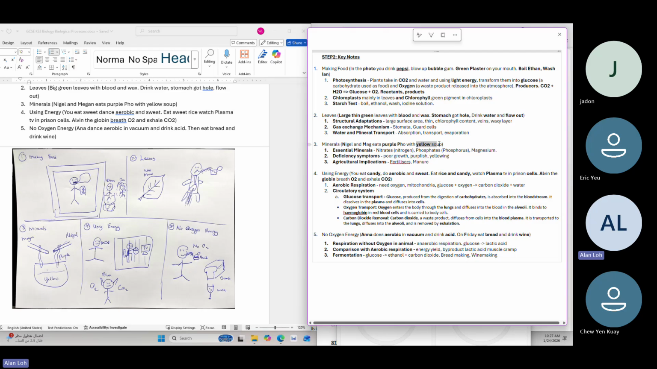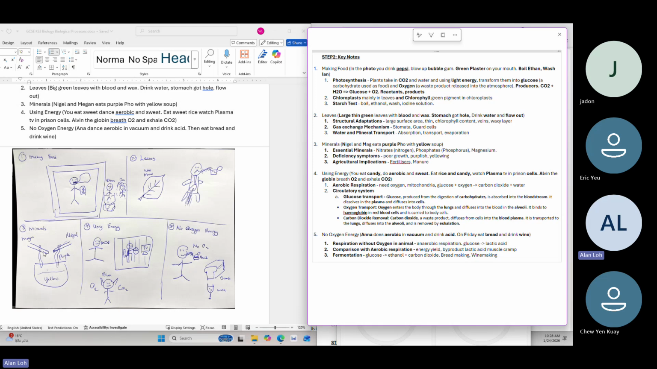Right, then yellow soup. The noodle is purple, but the soup is not purple. The soup is yellow. So yellow also indicates deficiency, which maybe means a lack of magnesium or nitrates, right? Magnesium is for the chlorophyll, nitrate is for the growth. Okay, so Nigel and Mac eat purple pho with yellow soup here.